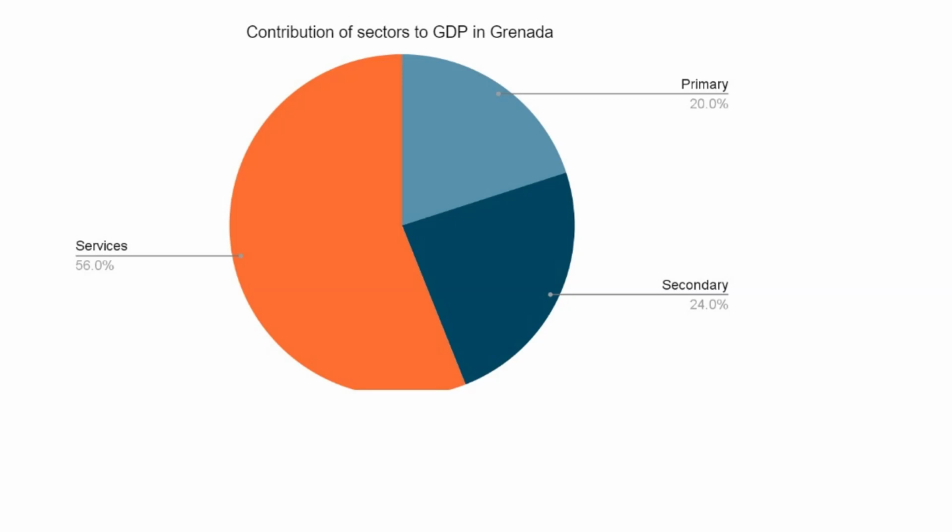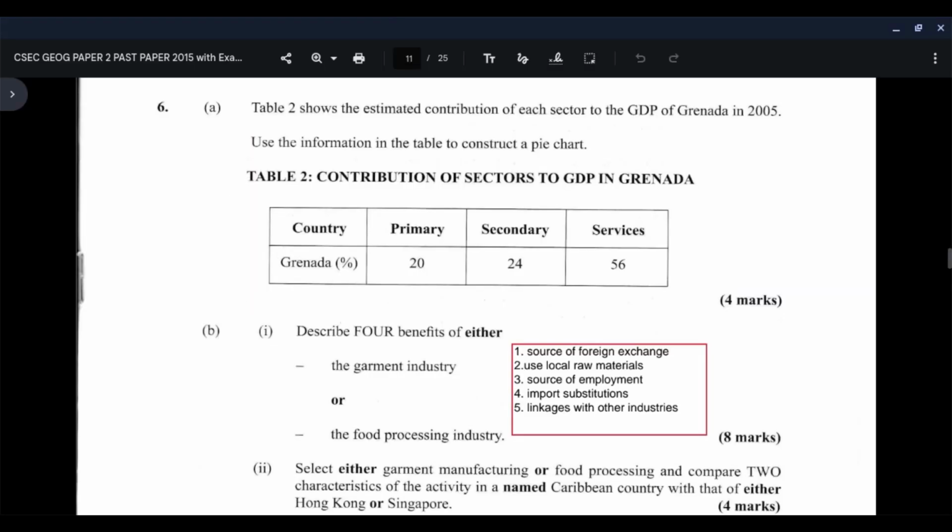Part B to the question asks that you describe 4 benefits of either the garment industry or the food processing industry. Now, the benefits for both are similar. You can find similarity between both.